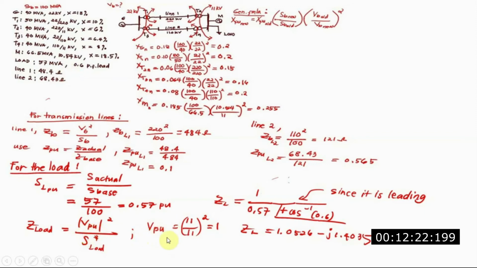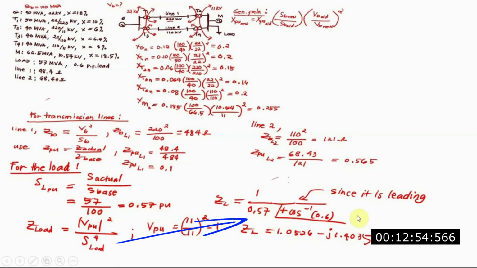For the voltage per unit, again, we use the actual over the base. The voltage here is 11, divided by 11. The actual is 11, it is not given here, but it is attached to 11 kV. The base is also 11, so that is 1. So our voltage per unit is 1. For the conjugate of the apparent power of the load, we have solved the per unit, which is 0.57, so we use it here.